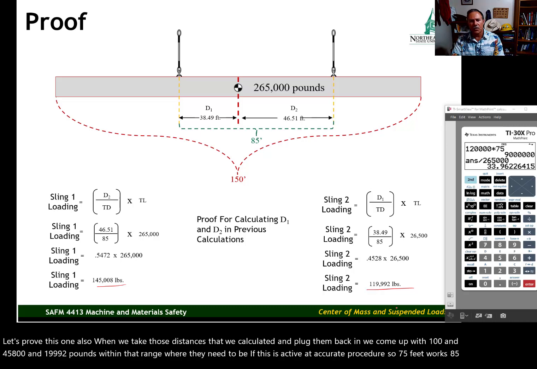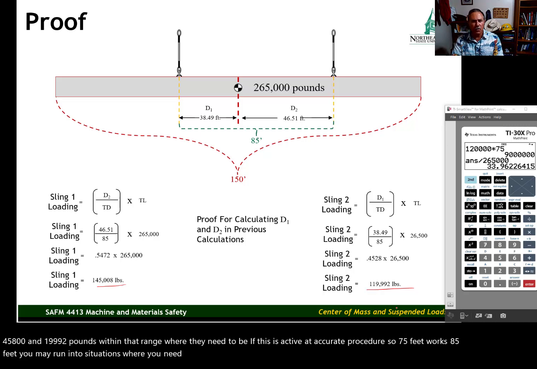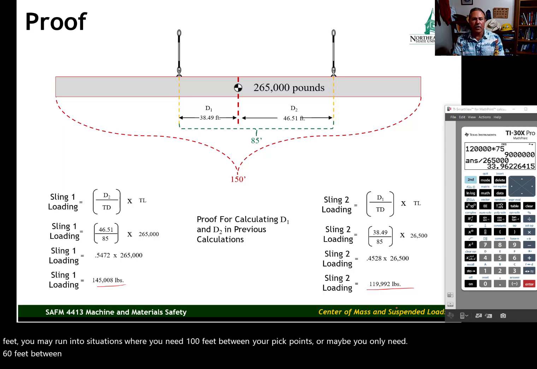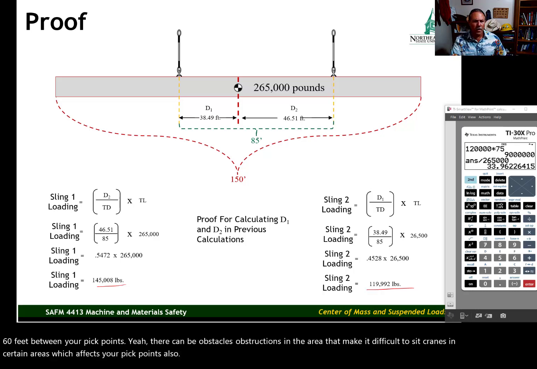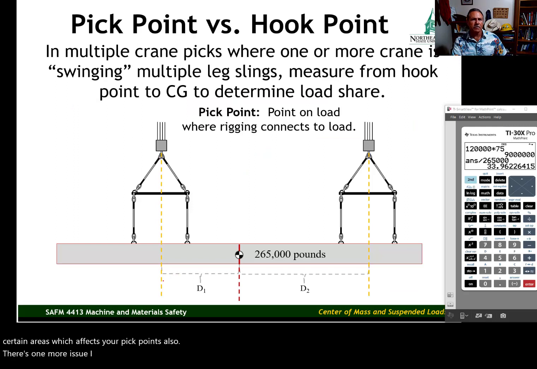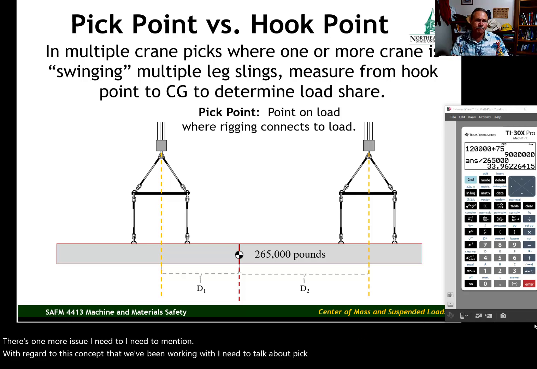You may run into situations where you need 100 feet between your pick points, or maybe you only need 60 feet between your pick points. There can be obstacles, obstructions in the area that make it difficult to sit cranes in certain areas, which affects your pick points also. There's one more issue I need to mention with regard to this concept that we've been working with. I need to talk about pick point versus hook point.